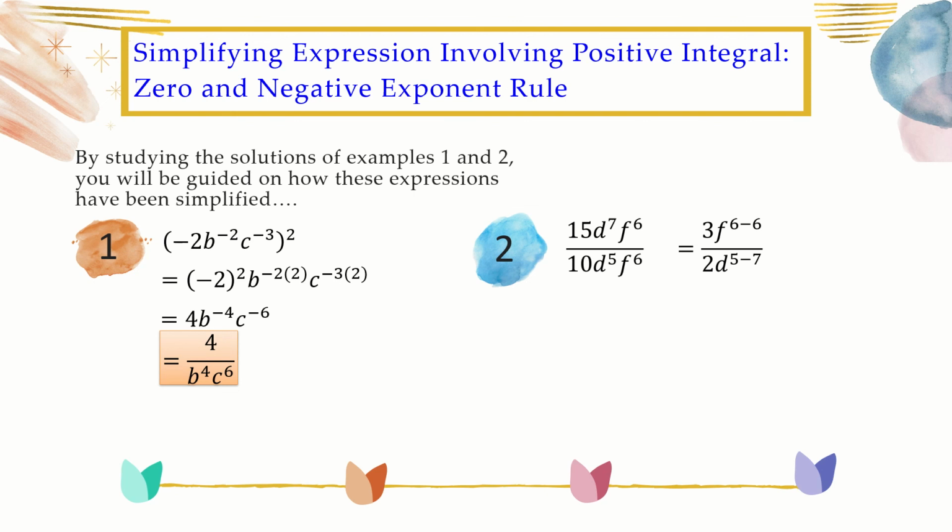Then ang f, regardless of i-minus nimo ang 6 ato sa ubos or sa taas, still the result will be 0, no? So f exponent 6 minus 6, expected 0 yun answer. So this one, the result would be equal to 3 f exponent 0 kasi 6 minus 6 is 0. Then copy 2. Then the exponent of d will become negative 2. Okay, 5 minus 7 is negative 2.